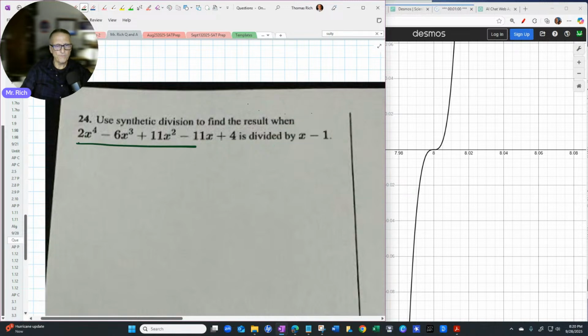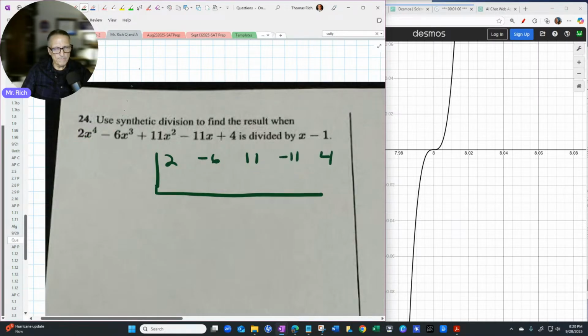So what you're going to do in synthetic division is take the coefficients from what we're dividing and line those up in this box. I'm going to put this box that I'm making here, this little L. It's got 2 rows to it. The top row is going to get these coefficients: 2, -6, 11, -11, and 4. You do want to make sure that you don't have any missing terms, right?